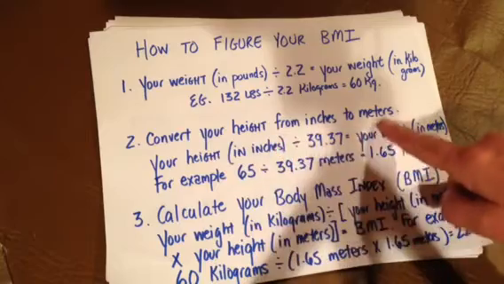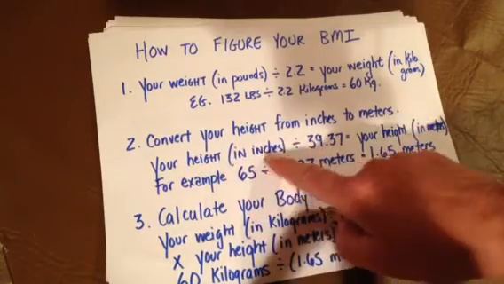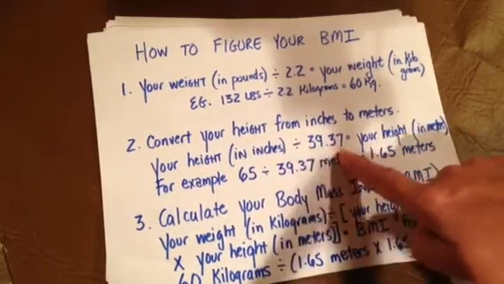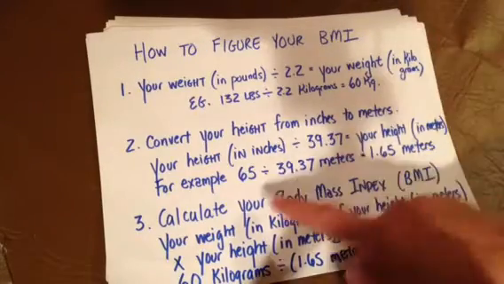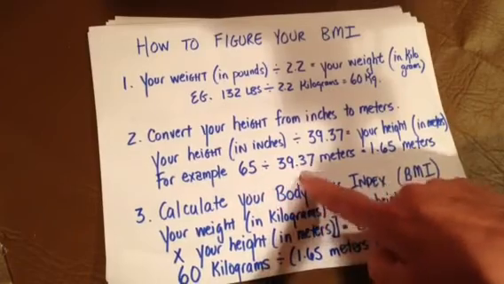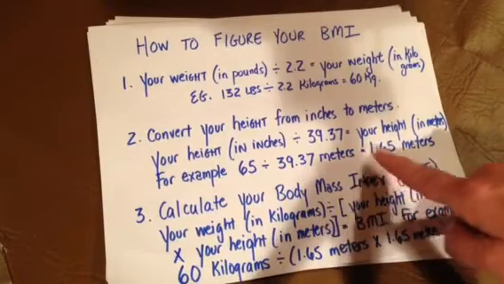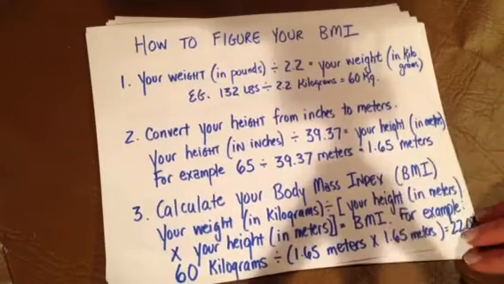Convert your height from inches to meters. Your height in inches divided by 39.37 is your height in meters. For example, 65 divided by 39.37 equals 1.65 meters.